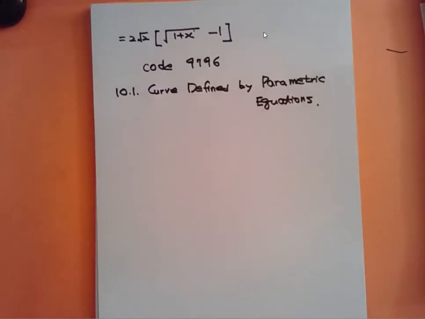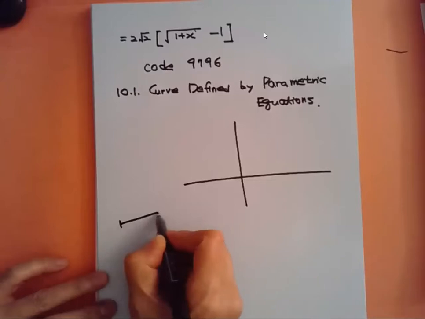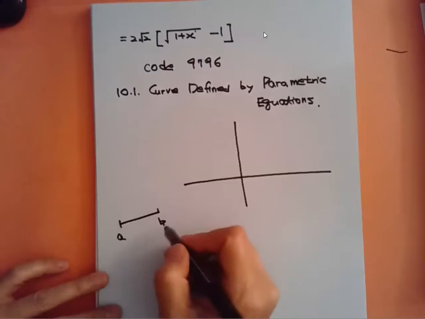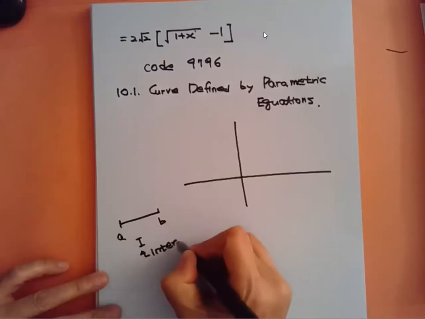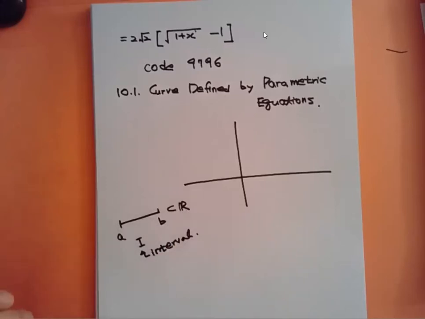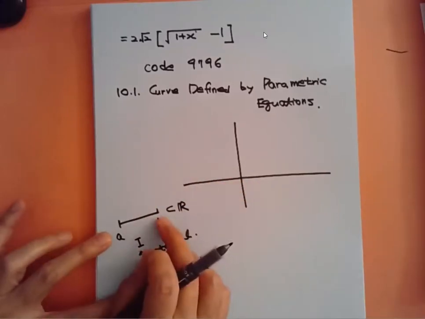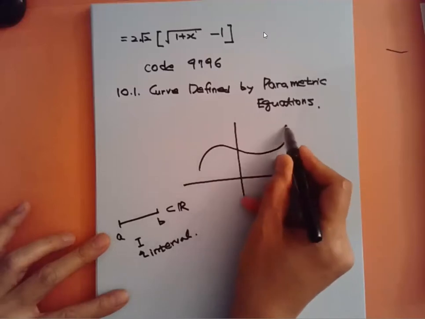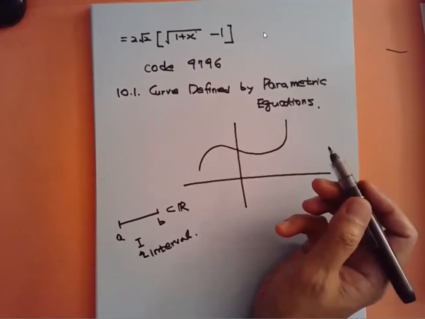In trigonometry, you learned about the parametric curve. A parametric curve is defined on a closed interval in the real number line. Let's say that is A to B, and the interval is denoted as I, so I means interval. The domain of the curve is the closed interval in the real number line, and the curve has an image, the function value, in the xy plane.